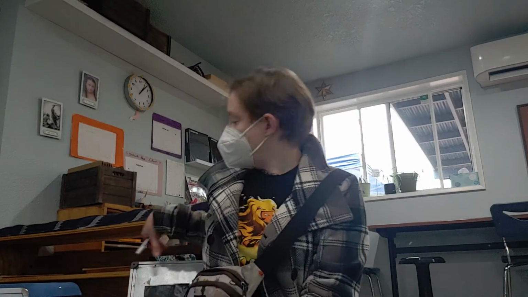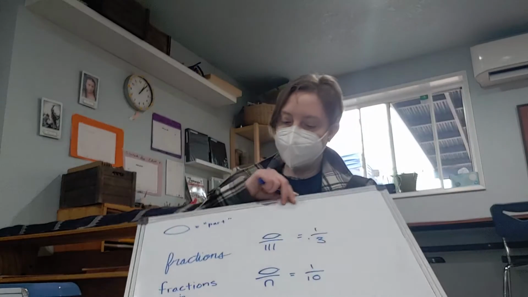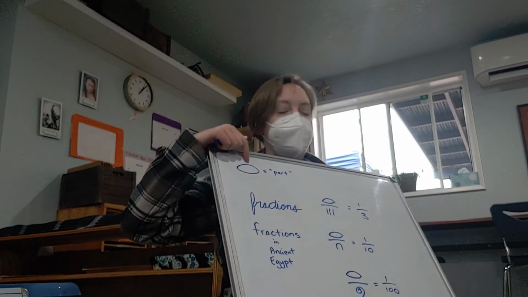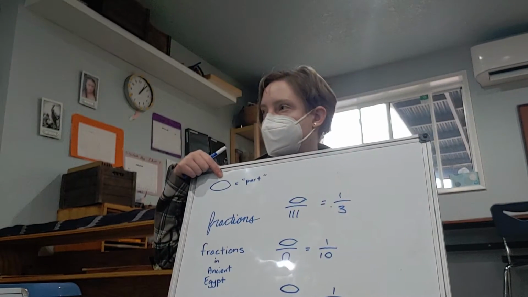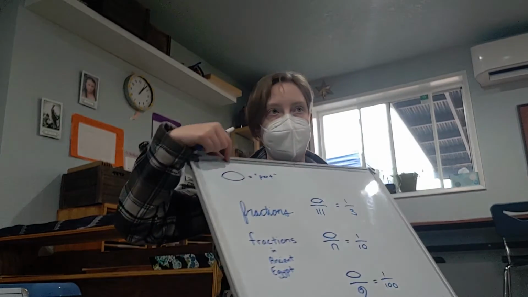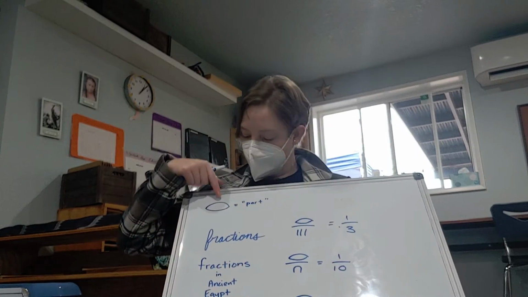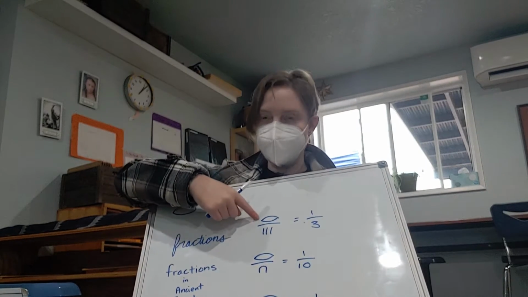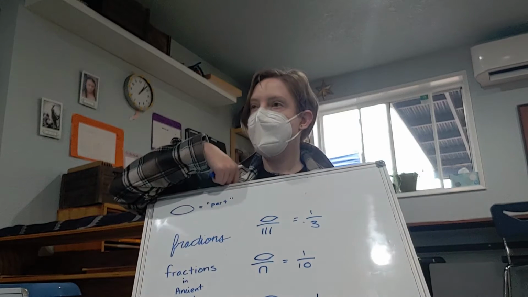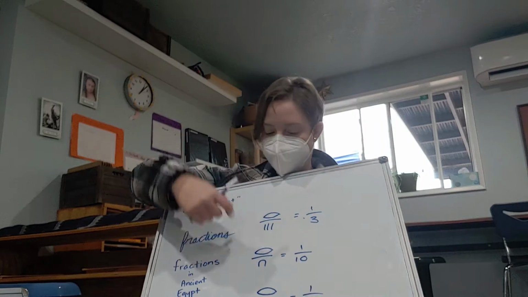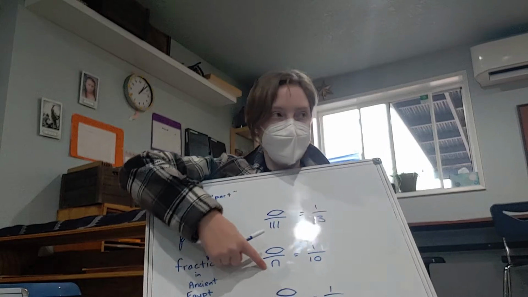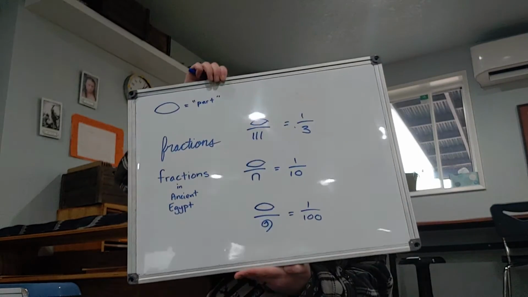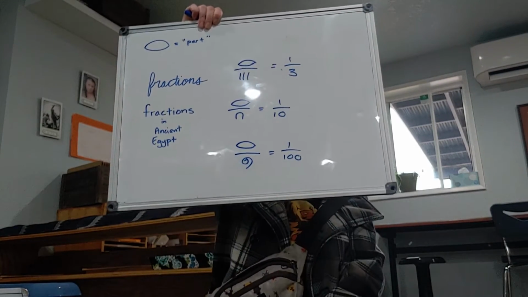What about fractions? The ancient Egyptians worked with fractions as well. When they wanted to write about fractions, they used the symbol that means a part. It's kind of the one that I think of as looking like a little mouth or like an almond-shaped eye. This means part. So if you wanted to write 1/3, you would say part out of 3. If you wanted to write 1/10, you would say part out of 10. If you wanted to write 1/100, you would say part out of 100.